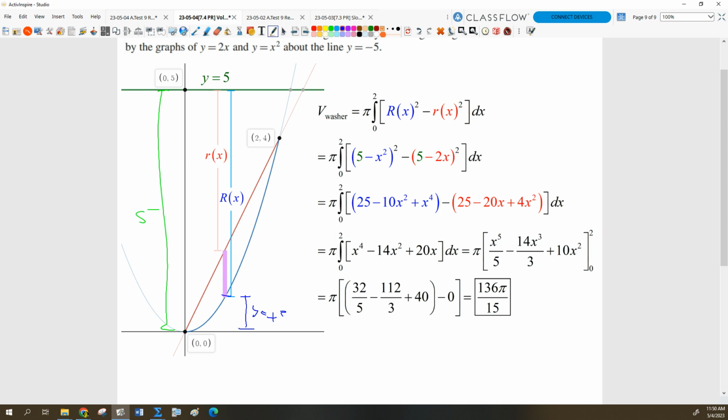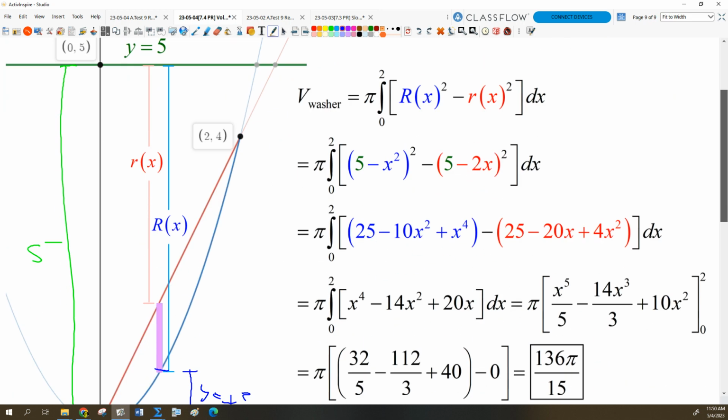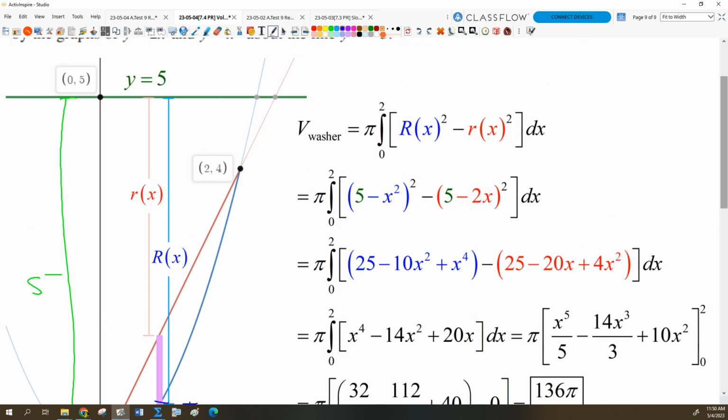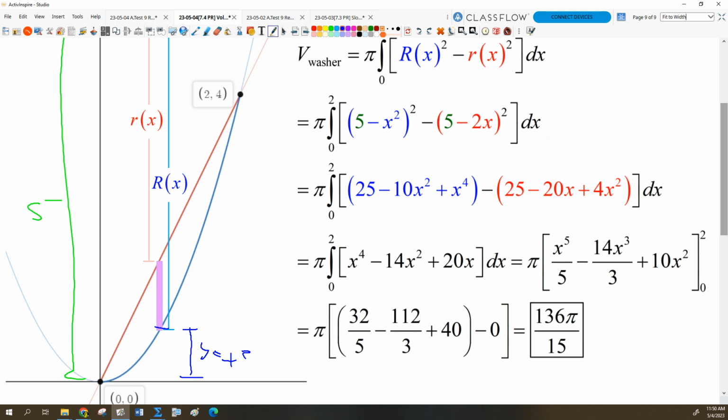Okay, and then same thing here, right? 5 minus 2x. And all we've got to do is expand that out. 5 minus x squared, expanded out, is that. 5 minus 2x, quantity squared, expanded out, is that. Distribute the negative, combine like terms, and we get that. Just some algebra, right? So if I integrate each of those terms, those are just power rule applications, right?